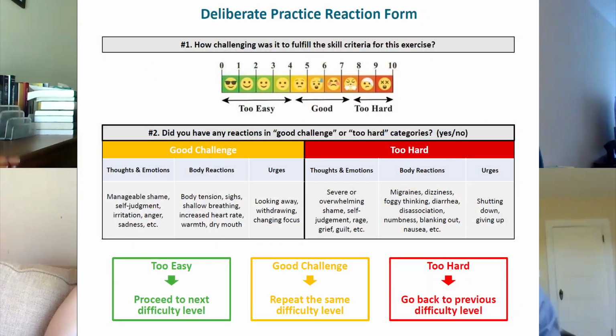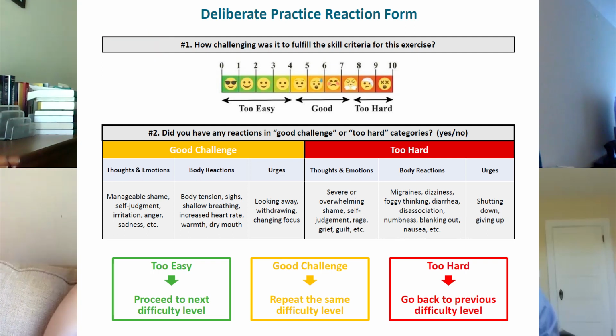So one of the basic principles of deliberate practice is we want to target the rehearsal to the skill threshold of each individual trainee. So they're practicing in what's called their zone of proximal development. So it's not too easy, nor is it too hard. So in the books, we have difficulty assessment forms for trainees to assess the perceived difficulty of the exercise. So Della, if you look at the form right now, how challenging was it to fulfill the skill criteria for this exercise, 0 to 10?